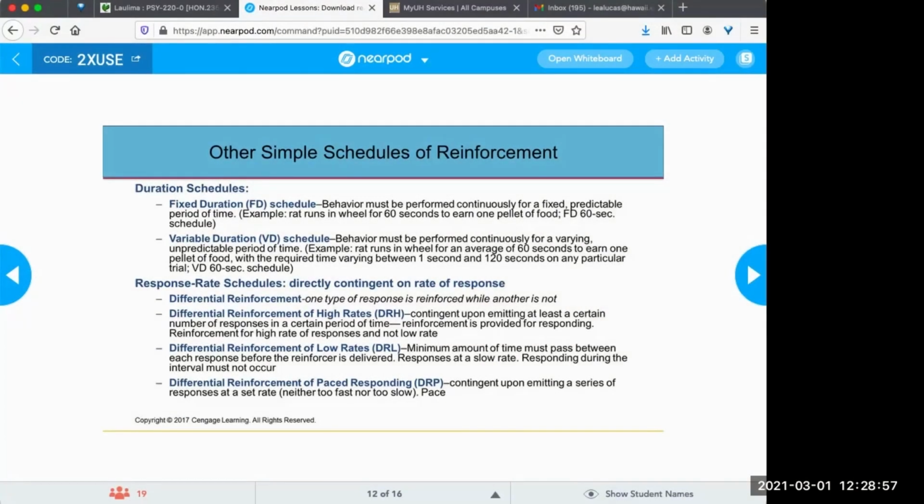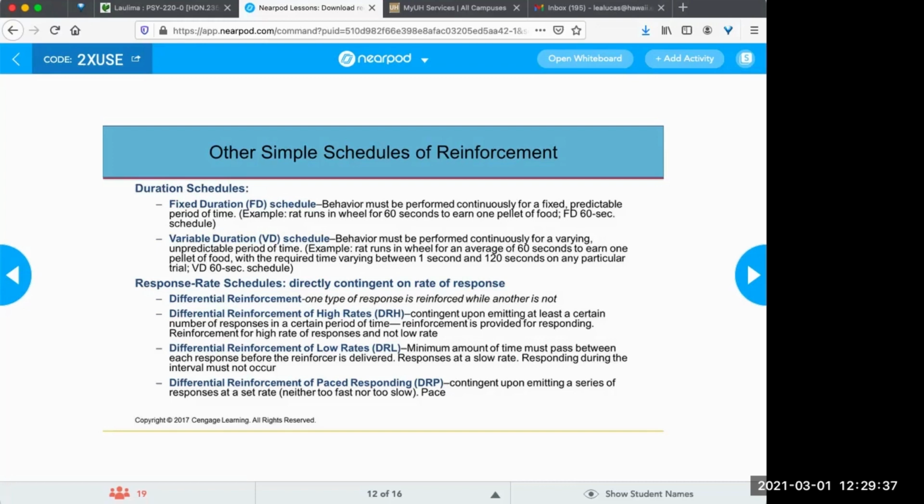So a fixed duration schedule is where the behavior must be performed continuously for a fixed, predictable period of time. Keep up that behavior during that whole period of time. So a rat runs in a wheel for 60 seconds to earn 1 pellet of food. It's a fixed duration of 60 seconds, so the rat has to continuously perform for that fixed, predictable amount of time.